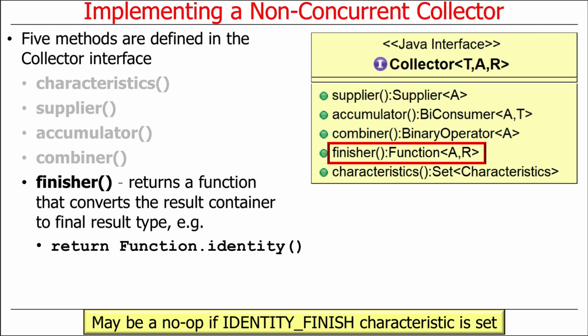And in fact, if we set the identity finish characteristic, then we don't even have to say return function identity. We can just say return null.